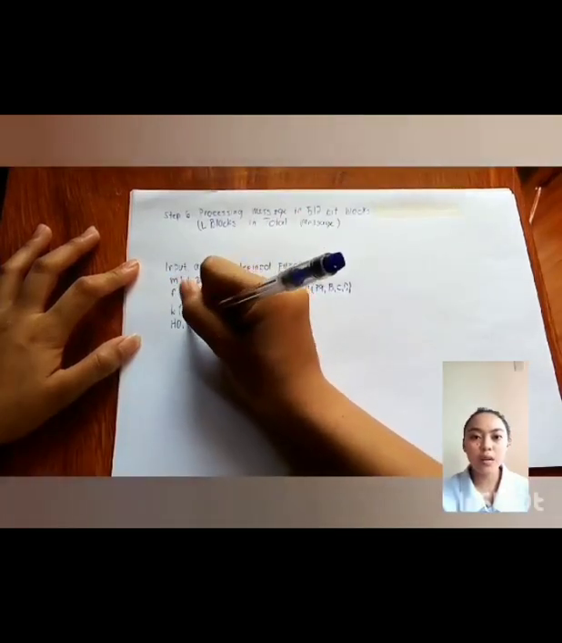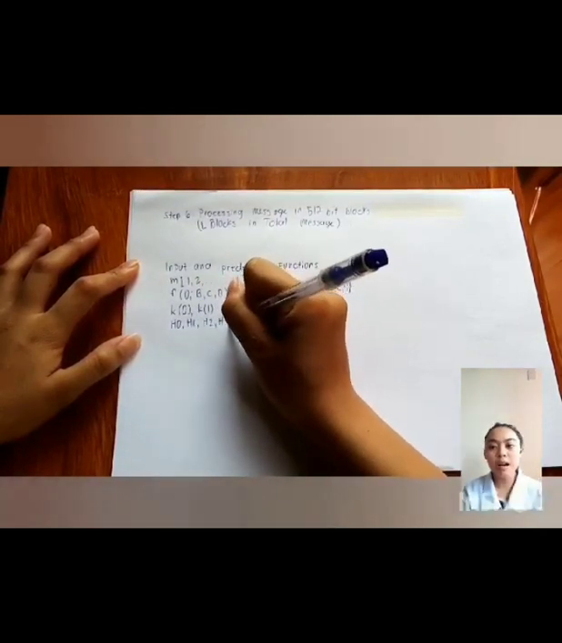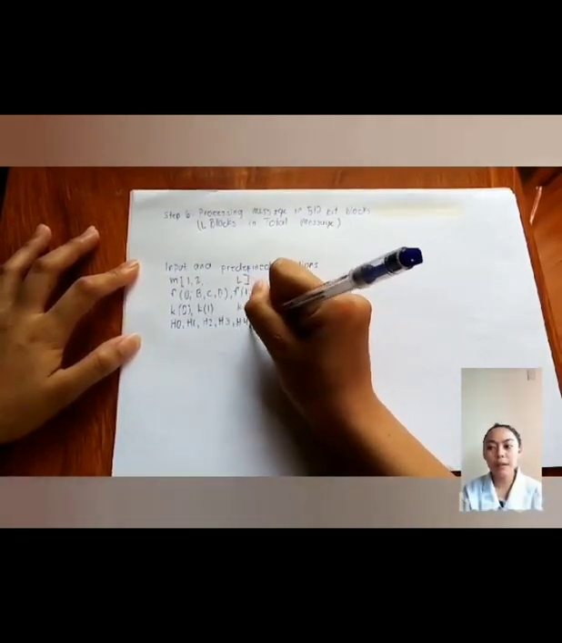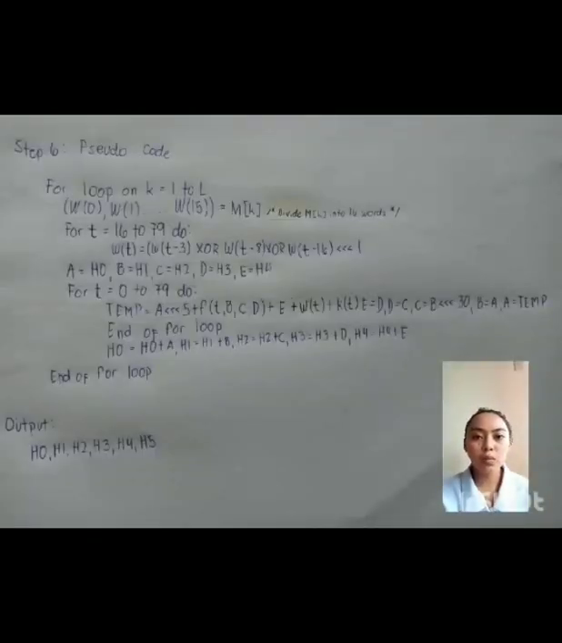H0, H1, H2, H3, H4 are the 5-word buffers with initial values. Here is the pseudo code. This is the output: H0, H1, H2, H3, H4 are the word buffers with the final message digest.